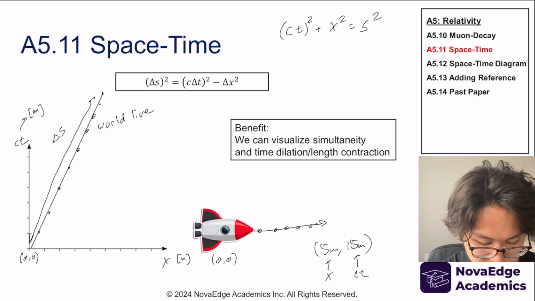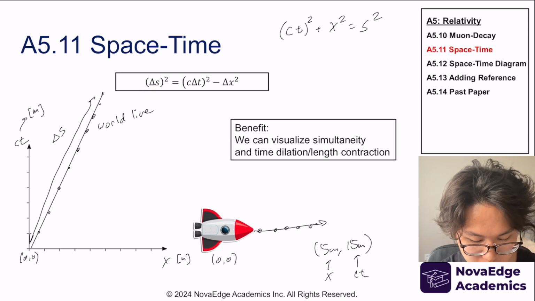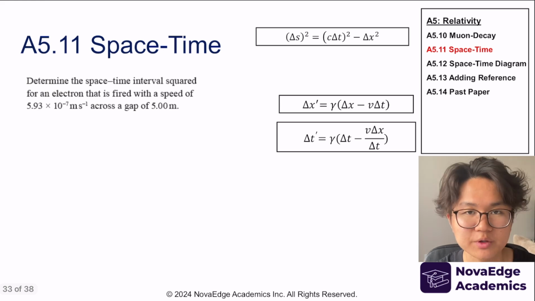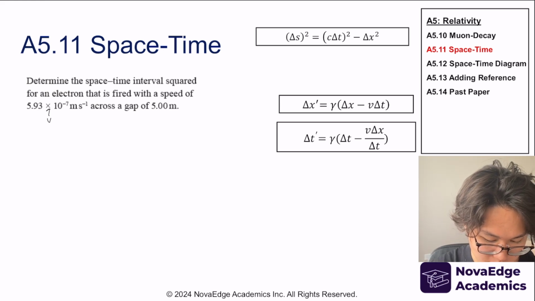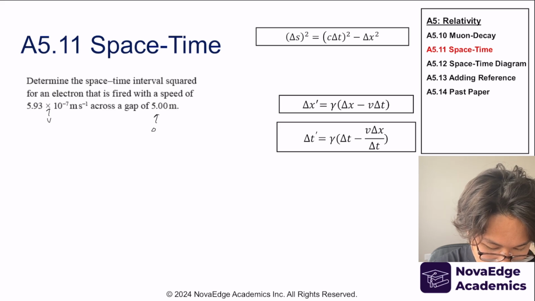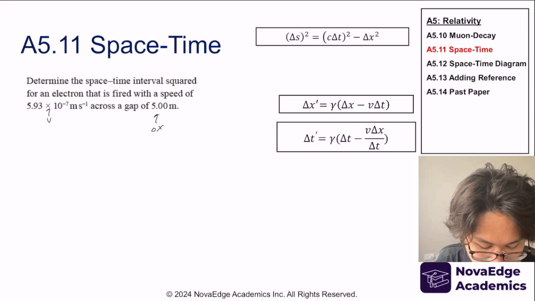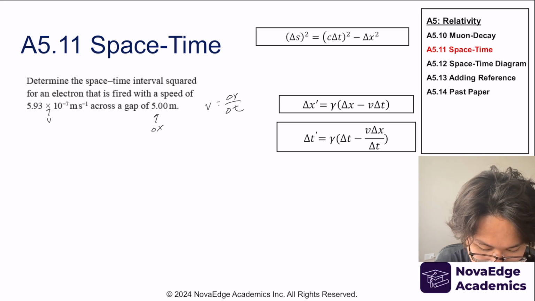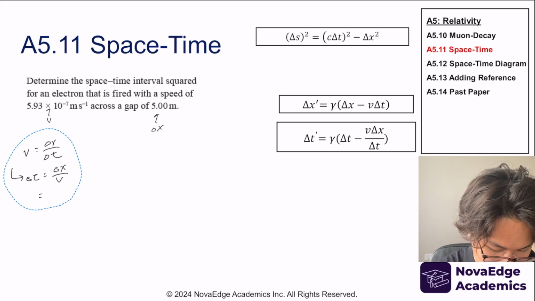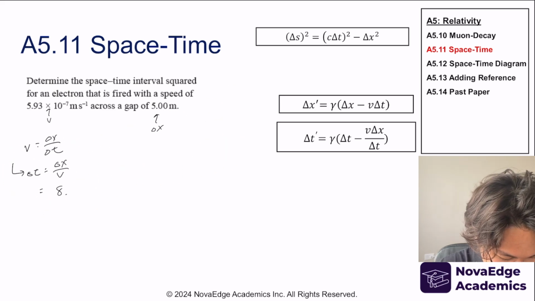So first, let's do a practice problem calculating this. Okay, so pause the video and give this one a try. Okay, so we're given the velocity of the electron, and we're given the delta x. We can actually get delta t because v is equal to delta x over delta t. So delta t is going to be equal to delta x over v, which is, let me bring this here, 8.43 times 10 to the power of negative 8 seconds.